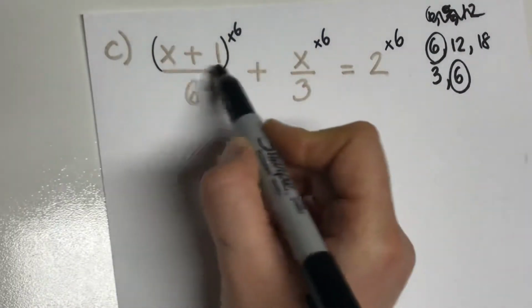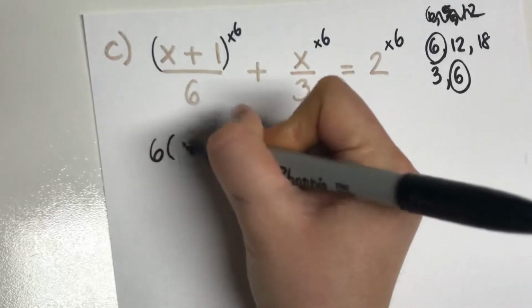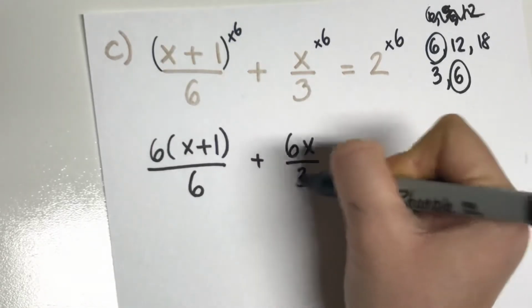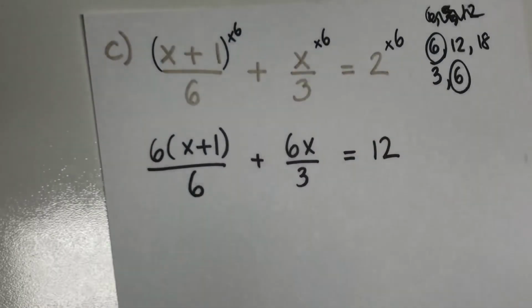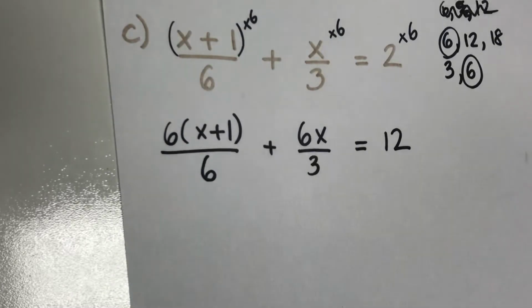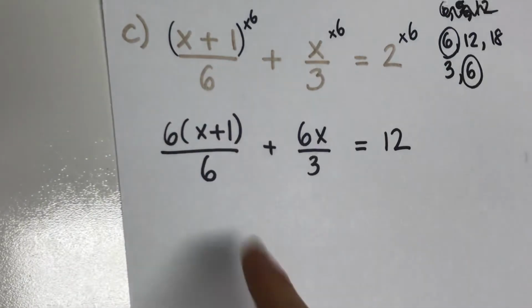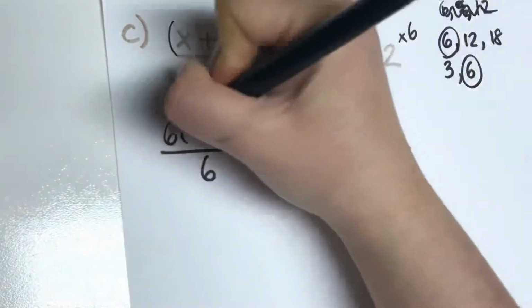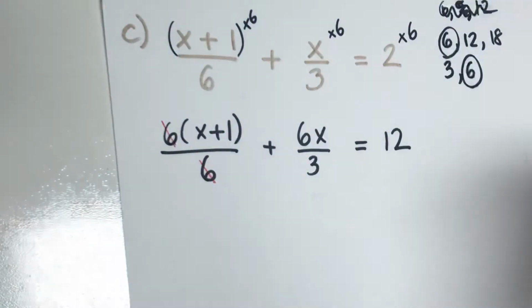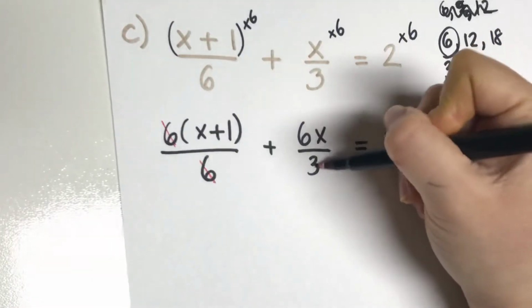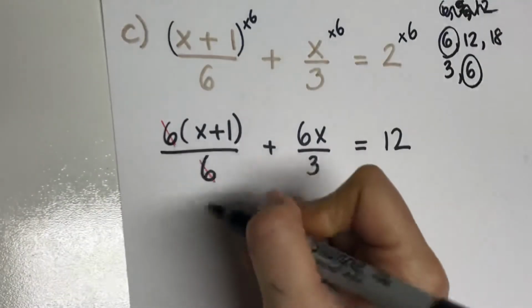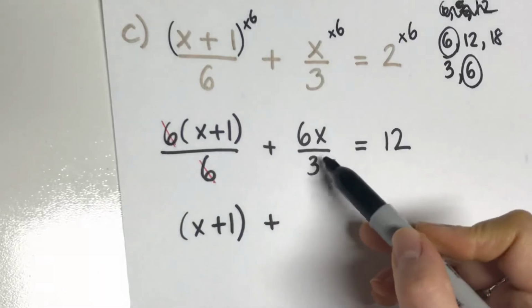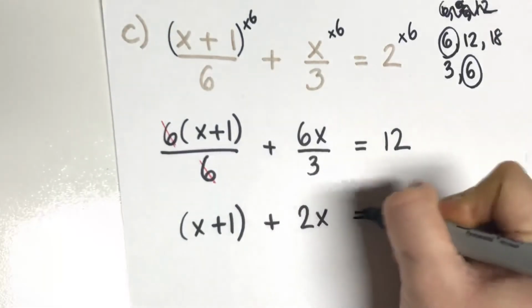So here I have a binomial, so I'm going to put the 6 in the front. And now I want to get rid of the fractions. I could do distributive property, but it's actually faster just to look at it and see, okay, well I have 6 here and 6 in the denominator. 6 divided by 6 is 1, so these are going to cancel out. 6 divided by 3, so these cancel out and I'm left with x plus 1. 6x divided by 3 is 2x, is equal to 12.